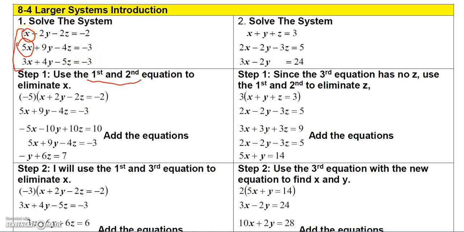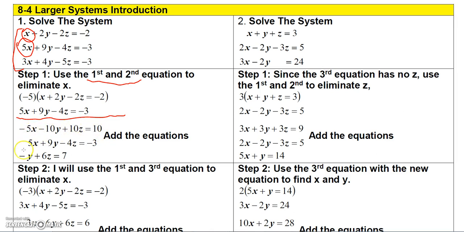So I'm going to multiply the first equation by negative 5. And so when I do that, I have negative 5 times everything in the first equation. And then I just brought the second equation down just so you could see them together. Now when I multiply everything by negative 5 in the first equation, that's going to give me negative 5x minus 10y plus 10z equals positive 10.